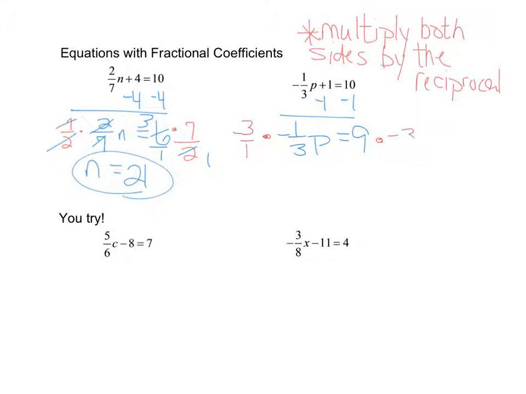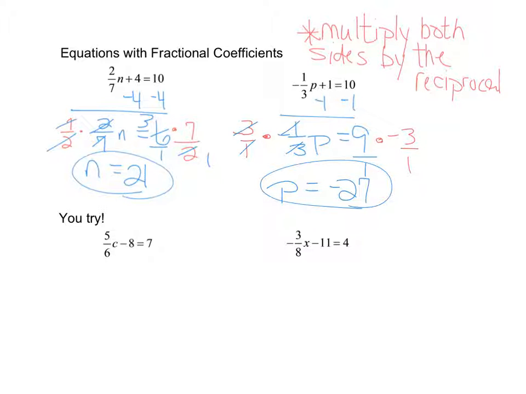So I'm going to multiply this side by negative 3 over 1. A number times its reciprocal is 1. All of that cancels and becomes 1. I'm left with p equals, now this over here, this is just two whole numbers, right? This is really just 9 times negative 3, and I get negative 27.